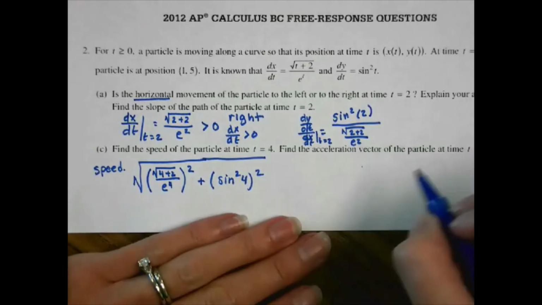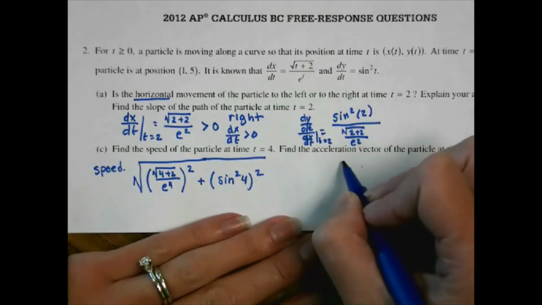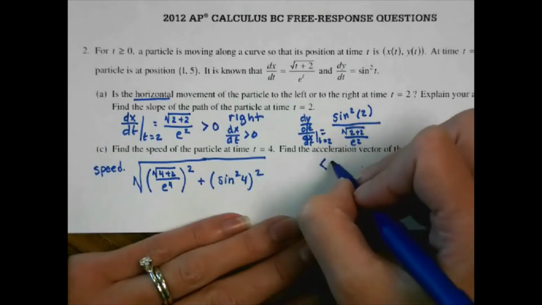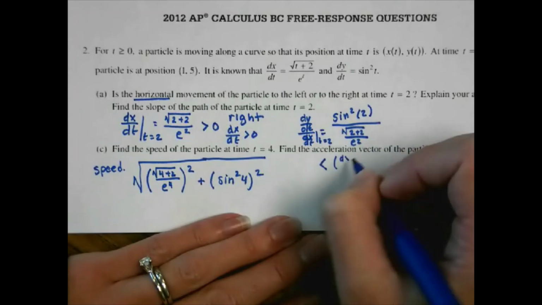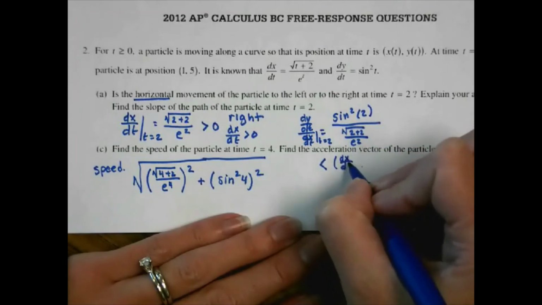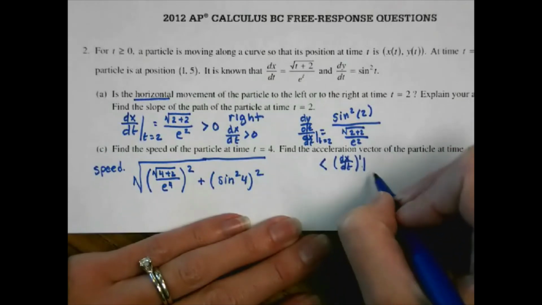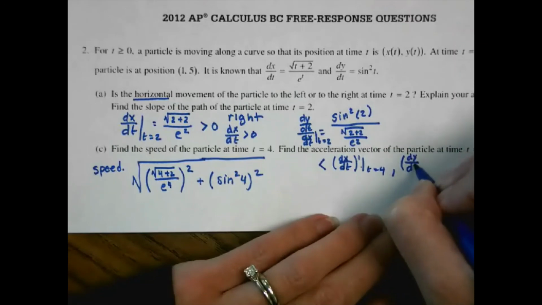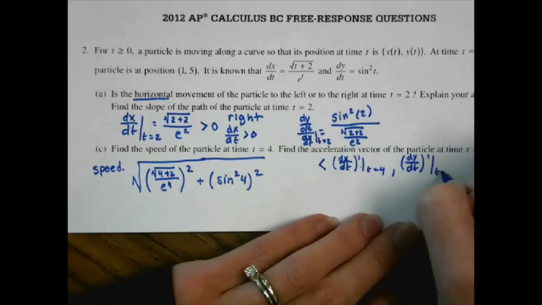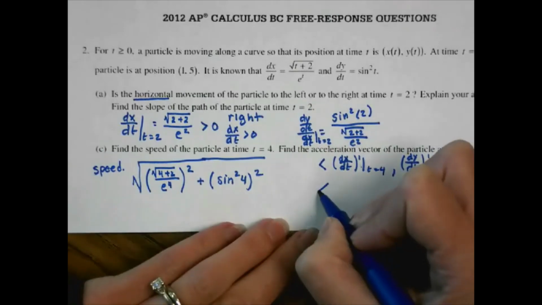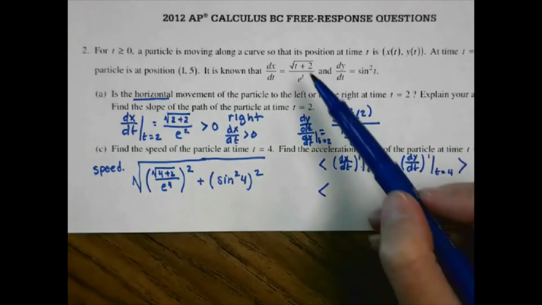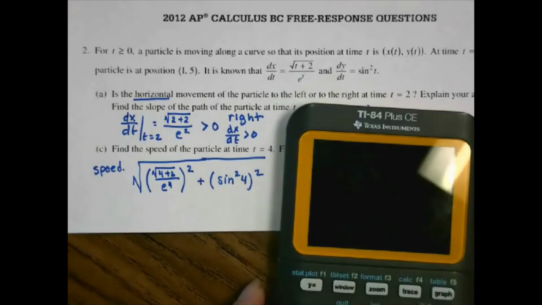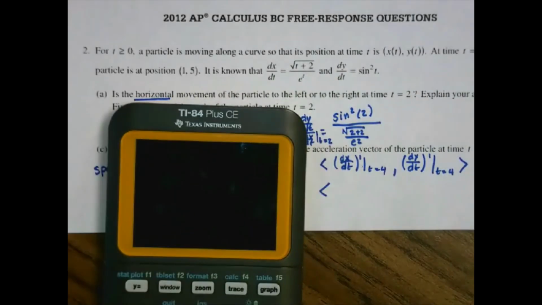The acceleration vector at t equals 4 is going to be the derivative of dx/dt evaluated at t equals 4 and the derivative of y evaluated at 4. Okay, here you can take these derivatives, but we don't want the equation, we just want the value. So we're going to use the calculator to do that.